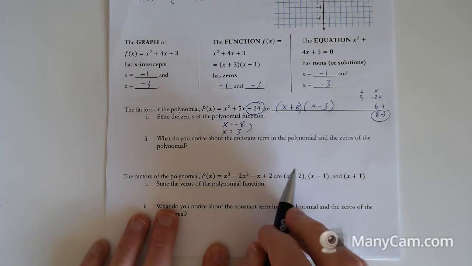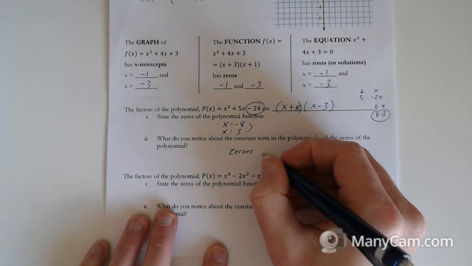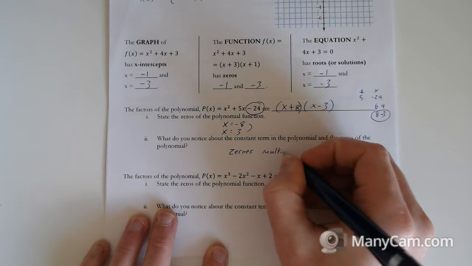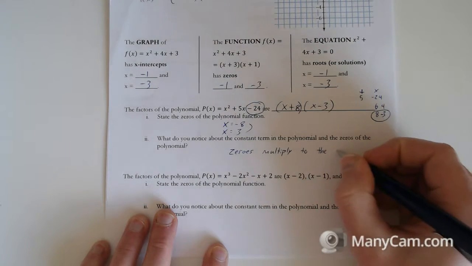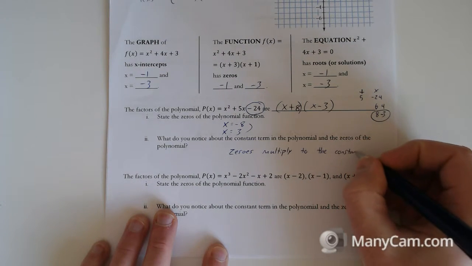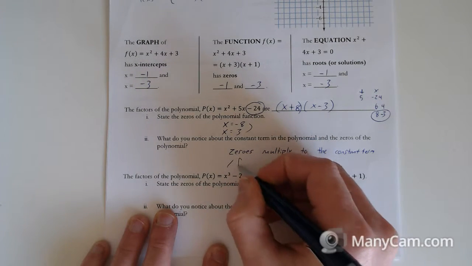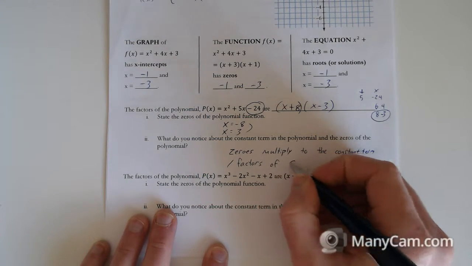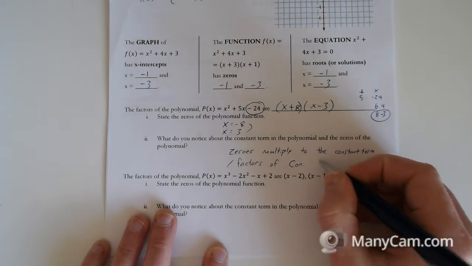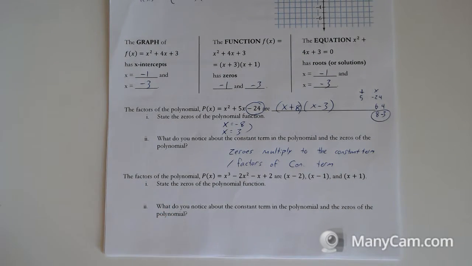What do you notice about the constant term and the zeros? The zeros multiply to the constant term. Or they're factors of the constant term. So they either multiply to the constant term, or you could say they're factors of the constant term, which means they divide it evenly.